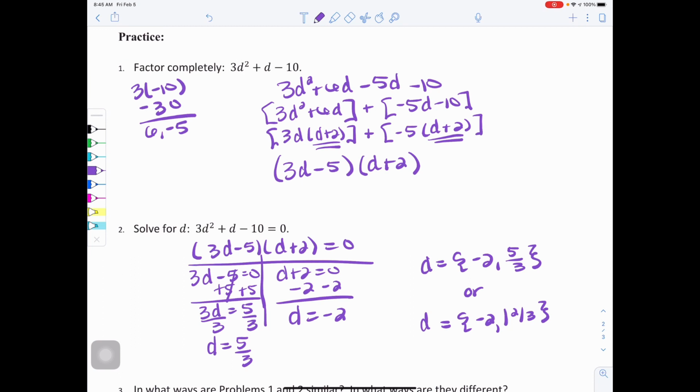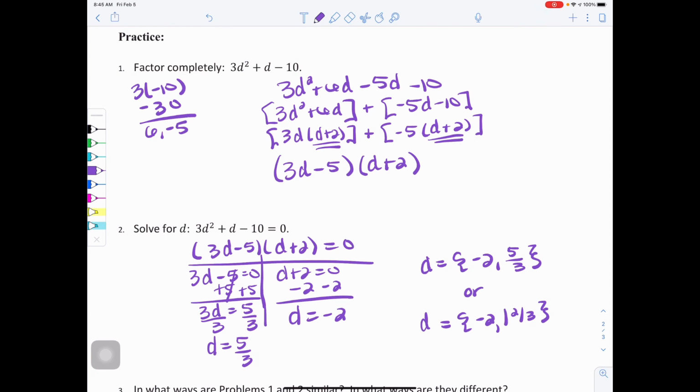In number 1, it says factor completely. So looking for a GCF first, there is not one. So you're factoring a trinomial with an a value that's not a 1. So I decided to use the method of splitting the linear term. 3 times negative 10, the a times the c would be negative 30. I want the factor pair that adds up to a positive 1, so I chose 6 and negative 5. I then rewrote my trinomial as a 4-term polynomial, 3d squared plus 6d minus 5d minus 10.